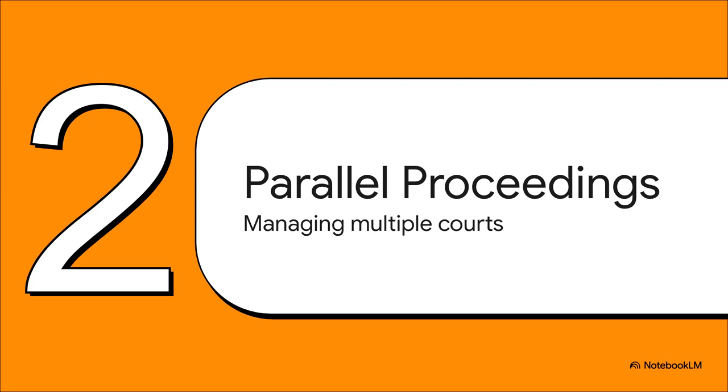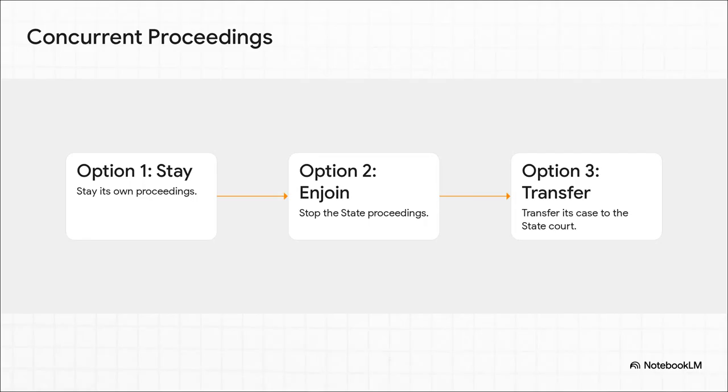Okay, let's grab the first tool from the kit. Controlling parallel proceedings. This is something you are absolutely going to face. Scenarios where the exact same fight is happening in more than one court at the same time. So when you've got a case running in both a state court and the federal court, Section 23 gives the federal court three clear options to stop things from descending into chaos. First, it can stay or pause its own proceedings. Second, it can enjoin, that is literally stop, the parties from continuing in the state court. Or third, it can just transfer its own case over to the state court.